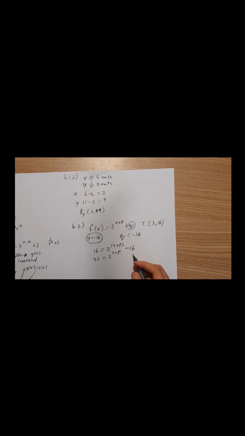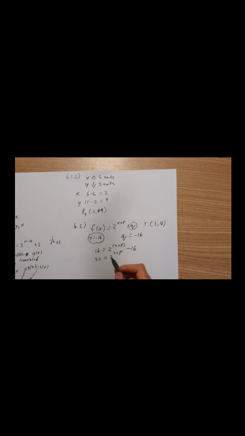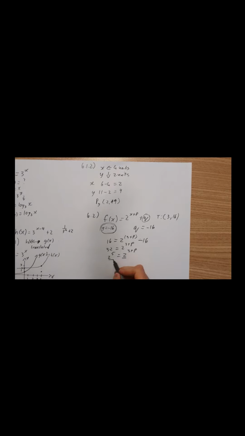Then what's going to be left? Let's see, 32 I can break down into a base of 2. It's 2 to the power of 5. So 2 to the power of 5 equals 2 to the power of 3 plus p. Therefore, because the bases are the same, I can drop them. So 5 equals 3 plus p, and therefore we have that p equals 2.